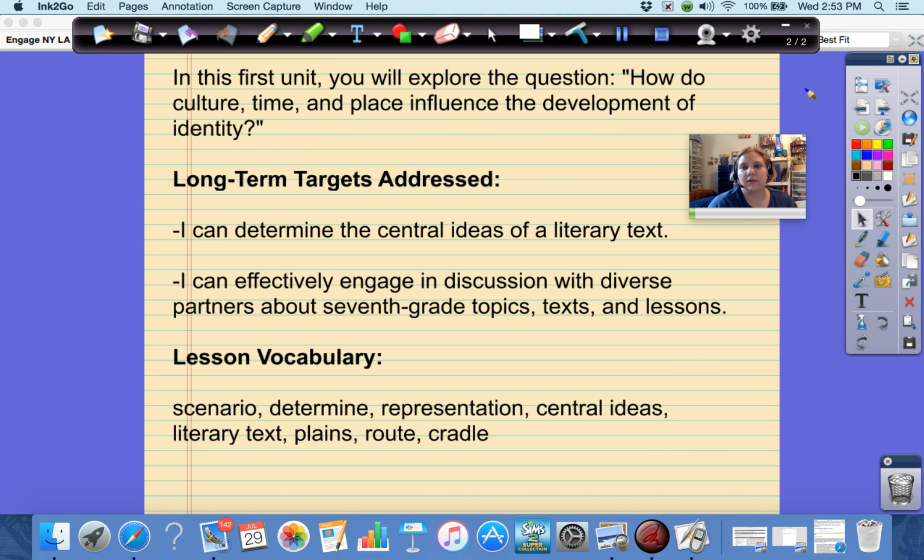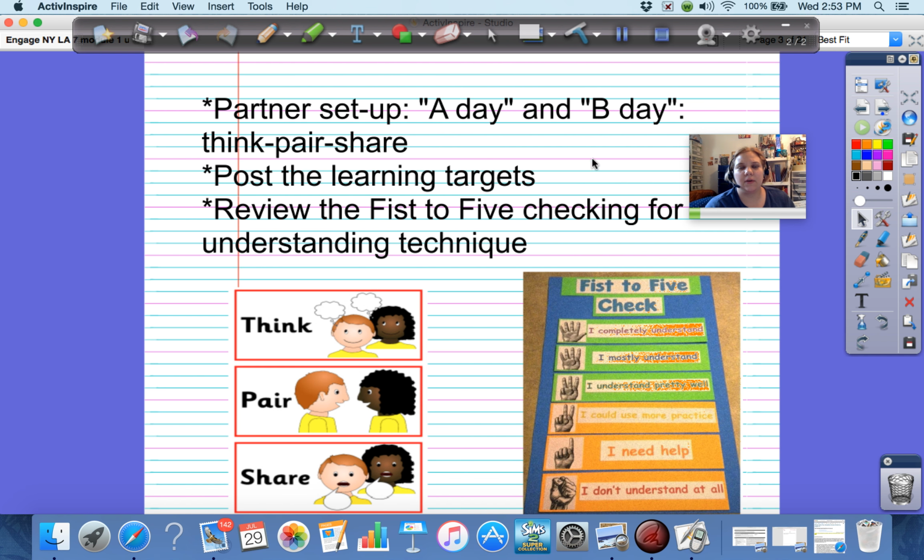Okay, let's go on to the next slide here. Okay, so if you were not in class, you would have missed being paired up with a partner because most of the lessons in this unit ask you to think, pair, and share. So you think on your own, you get together and discuss with a partner, and then share with the whole class.